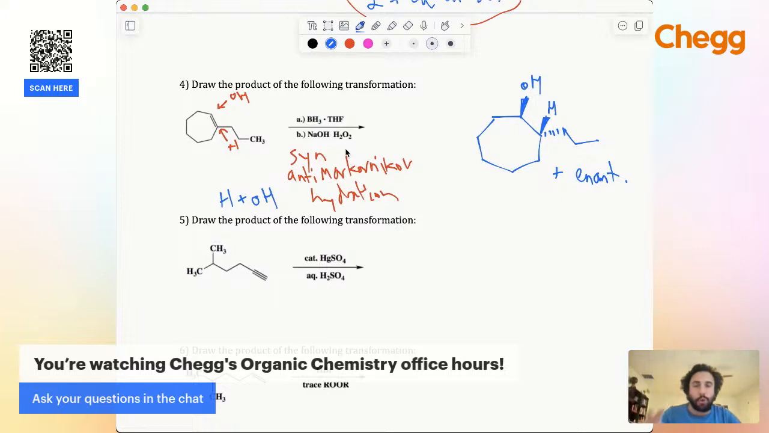Syn refers to the groups that are being added. The groups that are being added are the hydrogen and the hydroxyl. So the hydrogen and the hydroxyl end up cis to one another on the product. Those are being added to the same side. So there is the answer. So again, we have to look at this, and we do have to memorize this is syn anti-Markovnikov hydration. From there, we just apply what those words mean to the specific substrate that we are given. And we know that that's going to be the answer.